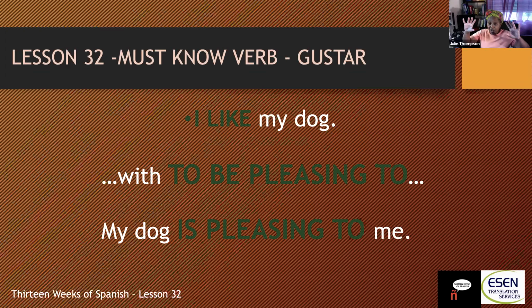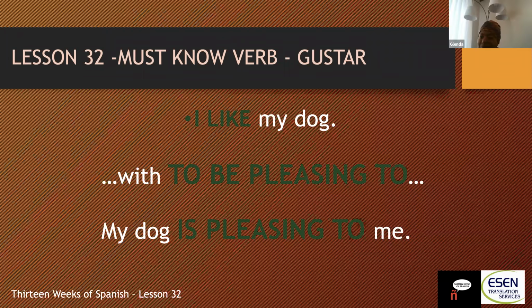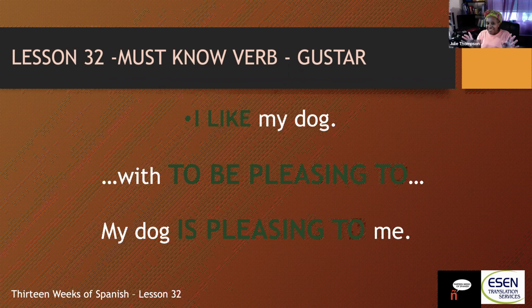So I like my dog. Who's the subject? Dog. Subject always controls the verb. Oh, that would be me. I. I and me are never the same. Not in grammar. I always does. Me receives. So I is the subject, me is the object.